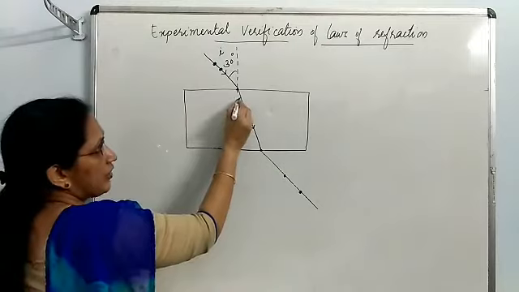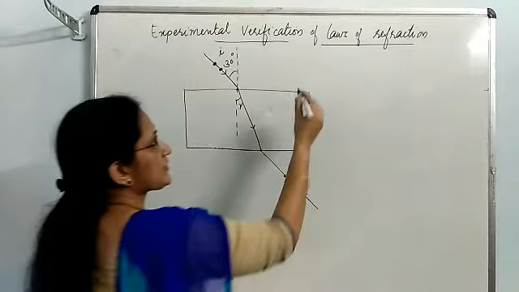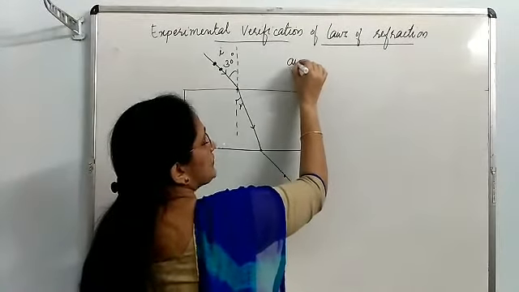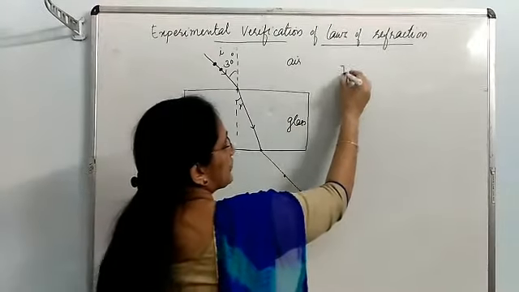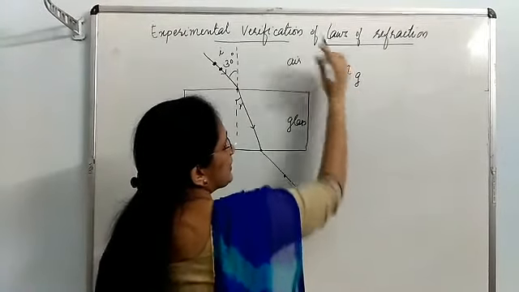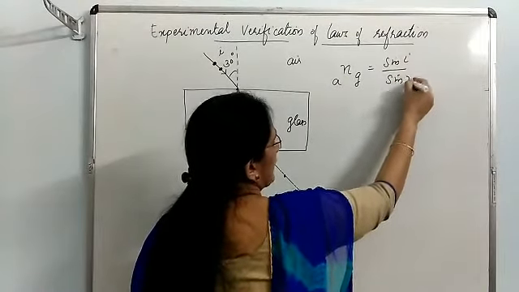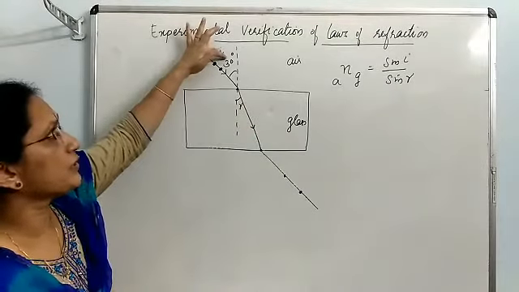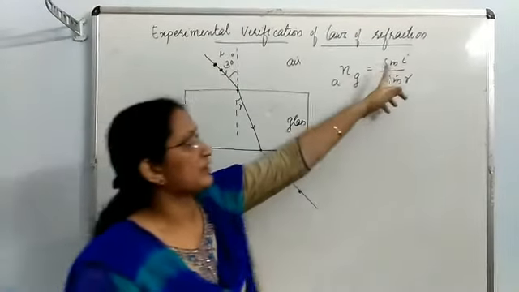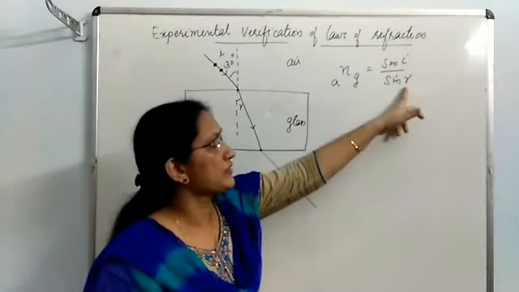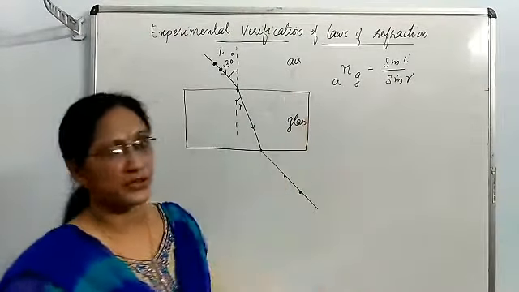So this is the angle of refraction. So you can find out the refractive index. The first medium is air, the second medium is glass. So the refractive index of glass with respect to air is sin I by sin R. I, you already know, is 30 degrees. R you may measure with a protractor. Then find the ratio of sin I to sin R. You will get the refractive index of glass with respect to air.